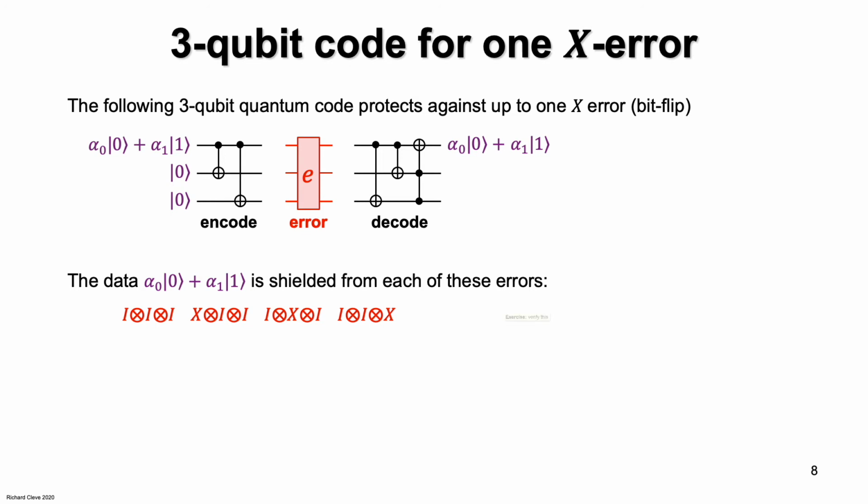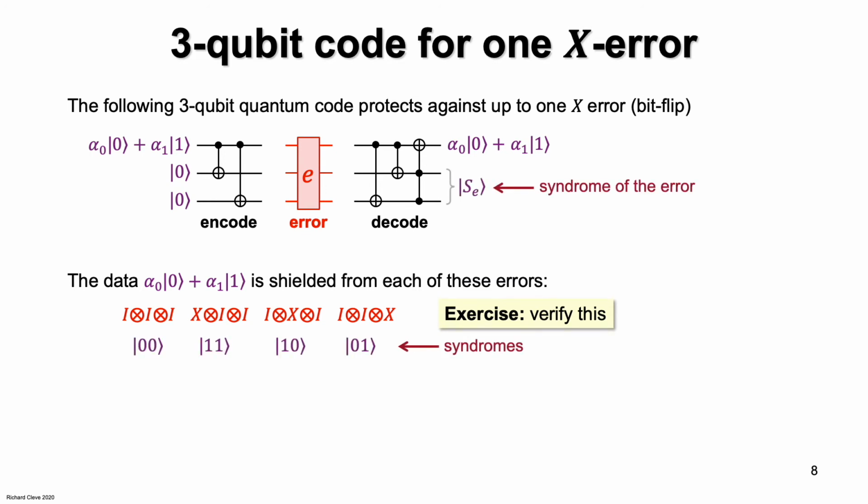It's a straightforward exercise to verify these, but I recommend that you work through at least some of these cases to convince yourself. If you work out the final states, you will see that the second and third qubits end up with different values depending on what the error operation is. We'll refer to these 2 qubits as the syndrome of the error. Not only do the encoding and decoding protect the first qubit against the errors, but the decoding process also reveals what the error was.